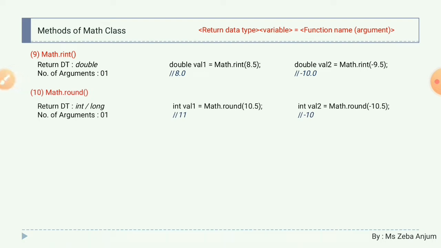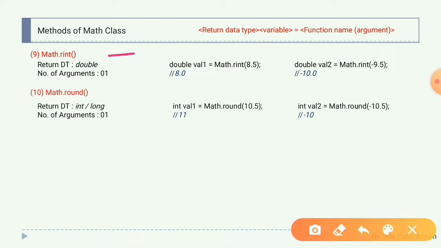Yes, so these are very popular mathematical functions, and in your exam you are going to get the difference. Yes, you are going to write down the difference between those two functions. So the difference is what? First difference is this one: the return data type is double in math.rint, and in math.round the return data type is either an integer or a long one.